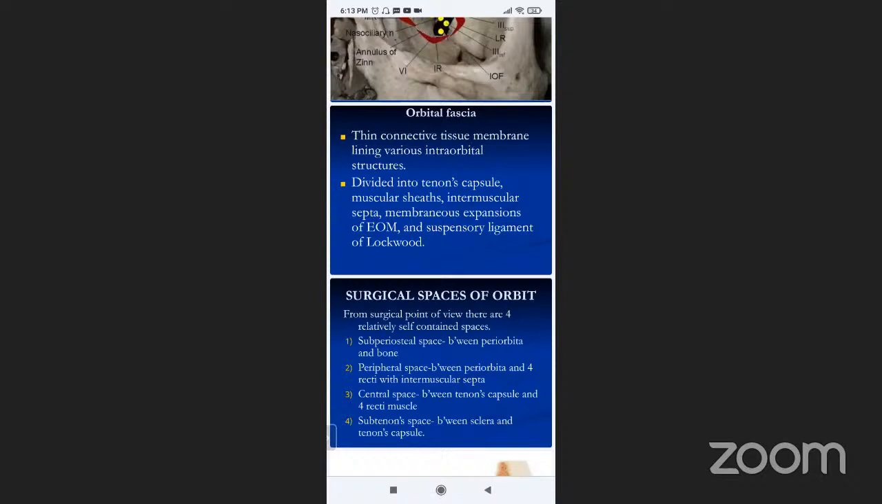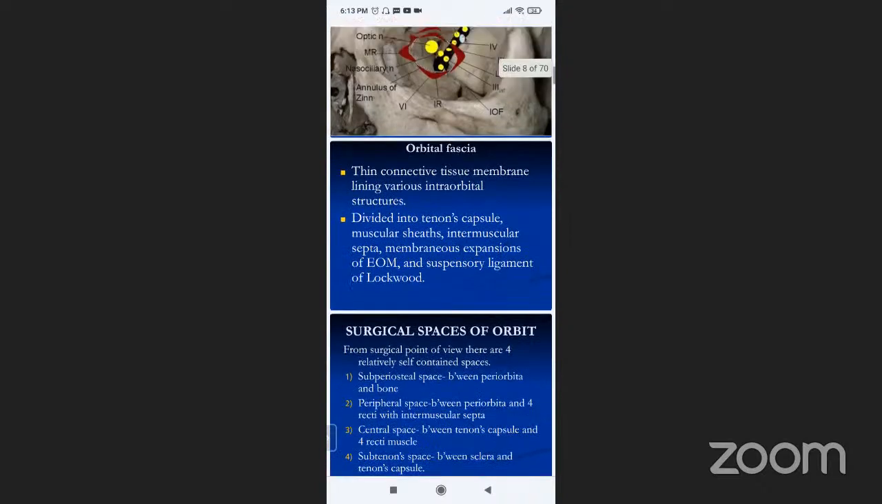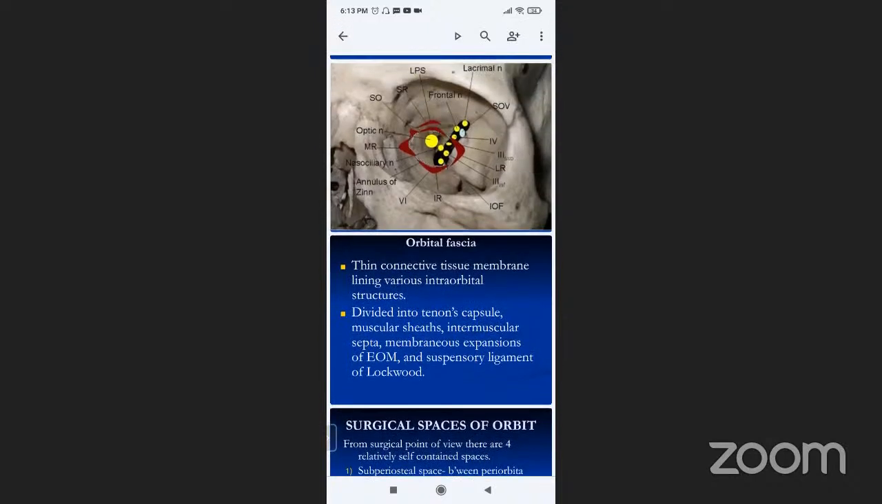So there are 4 surgical spaces which are relatively self-contained spaces. One is subperiosteal space, that forms the space between bone and the periosteum. Next is the peripheral space. So you can assume the 4 recti, superior, inferior, medial and lateral recti, taking origin from this annulus of Zinn, they come anteriorly to get inserted into the sclera. So that, and there is a fascia connecting these 4 recti muscles. So that forms a closed space.